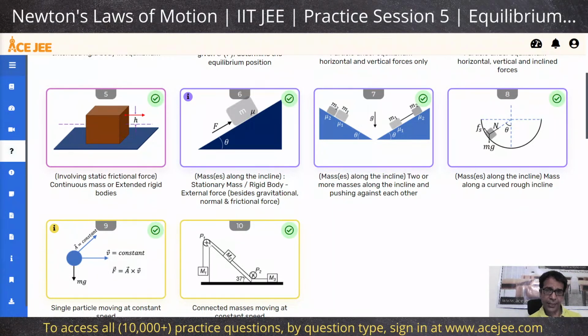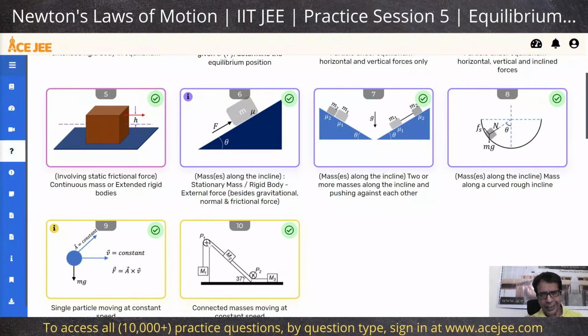And then in number 6, we started working with problems wherein you have mass along an inclined plane. What makes the inclined plane so special? Well, the forces are at an angle to the horizontal or to the vertical. So you don't just have the forces along the horizontal and vertical, but the forces are now at an angle to the horizontal or to the vertical.